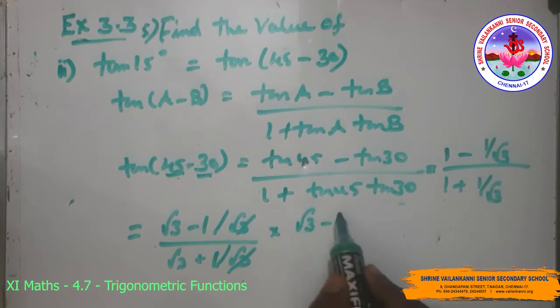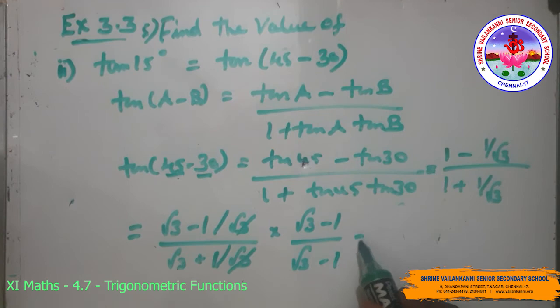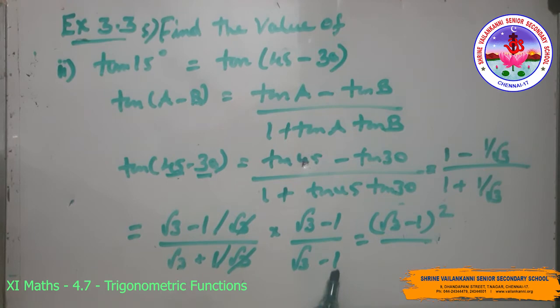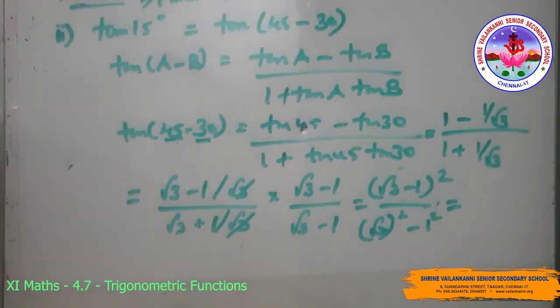So into root 3 minus 1, root 3 minus 1, which is root 3 minus 1 whole square by, here it is a plus b into a minus b, which is a square minus b square. That is root 3 whole square minus 1 square. So this is in the form of a minus b whole square. Using this identity, a square minus 2ab plus b square, which is root 3 whole square 3 minus 2 into 1 into root 3 is 2 root 3 plus 1 whole square is 3 minus 1. Here 3 plus 1 is 4.